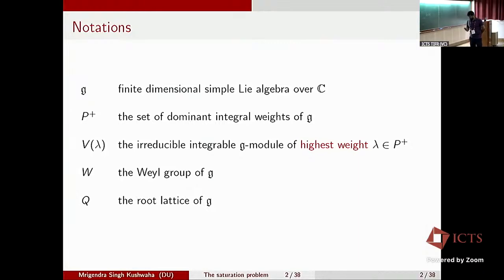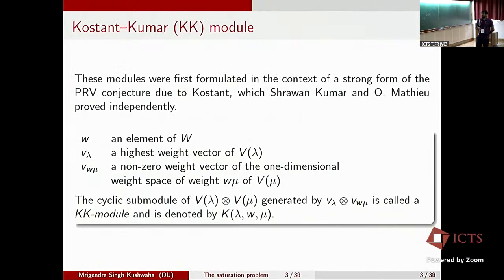We'll define what are called Kostant-Kumar modules. In short, we'll call it a KK module. These modules were first formulated in the context of the strong PRV conjecture due to Kostant, and this conjecture was proved later by Shrawan Kumar and Mathieu independently. So what are these modules?